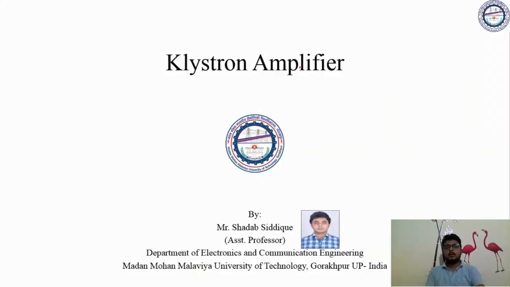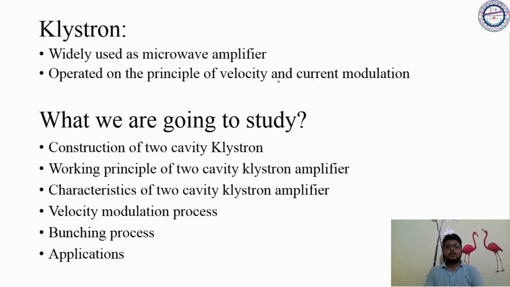Now let us start the klystron amplifier. The klystron amplifier is widely used as a microwave amplifier and it operates on the principle of velocity and current modulation. We will see velocity modulation mathematically in detail, how velocity modulation takes place.